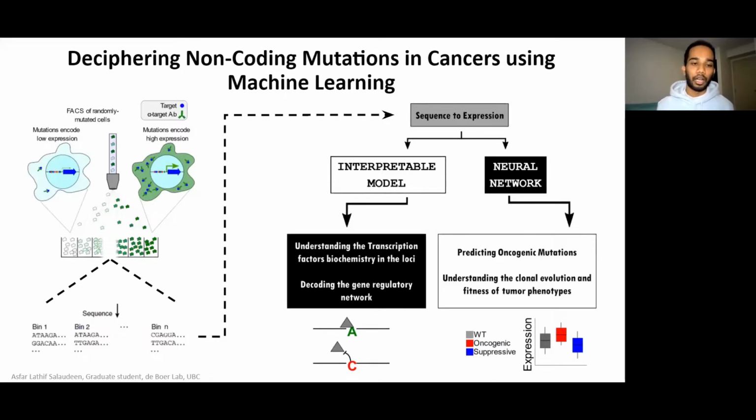To summarize, I'll be building machine learning models using data obtained from randomly mutating regulatory regions and measuring their expression level, and using that to predict how mutations can cause and affect cancer phenotypes.